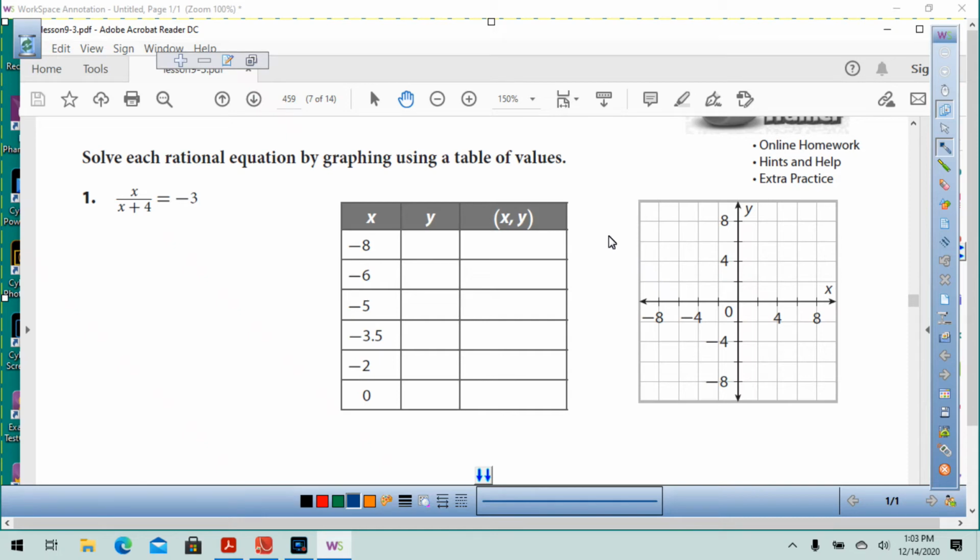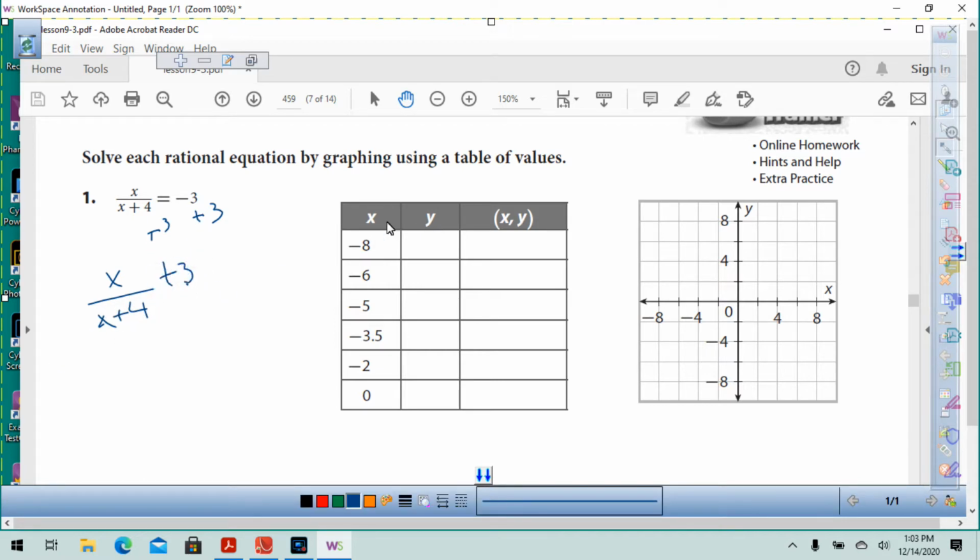Algebra 2, Lesson 9-3, page 459. It says, solve each rational equation by using a table of values. First, we're going to add 3 to both sides, and that gives us x over x plus 4 equals, plus 3.